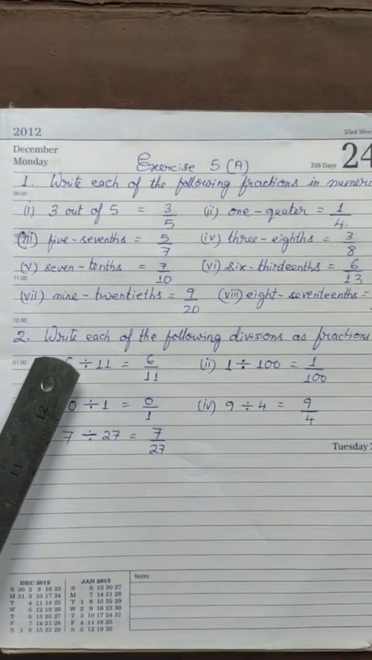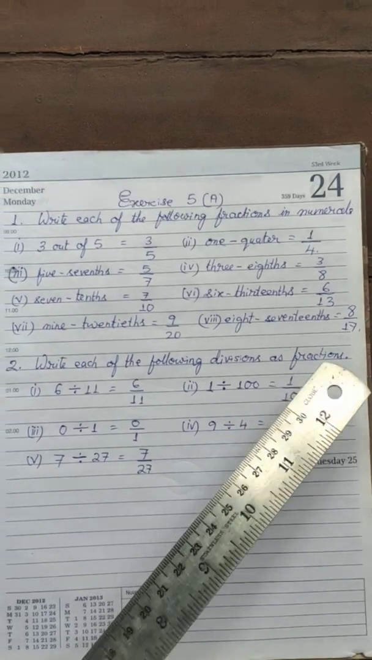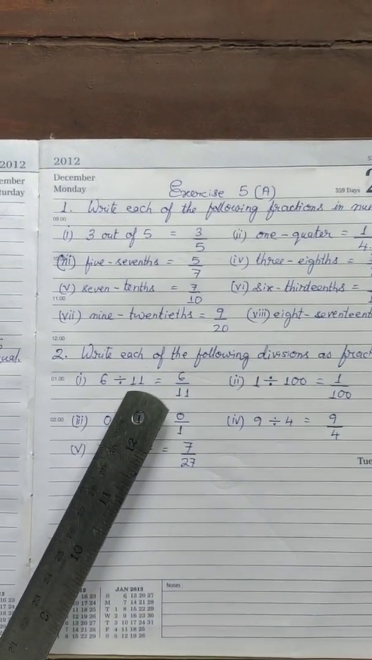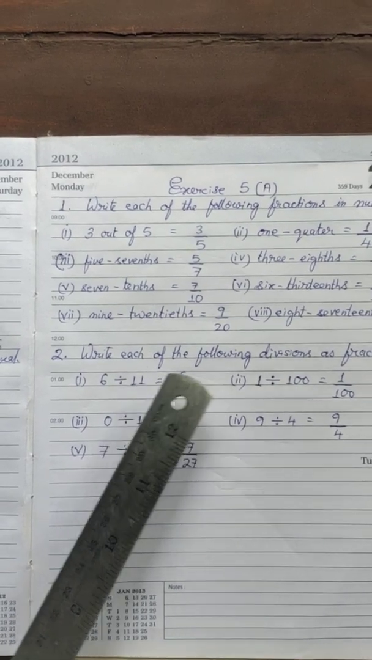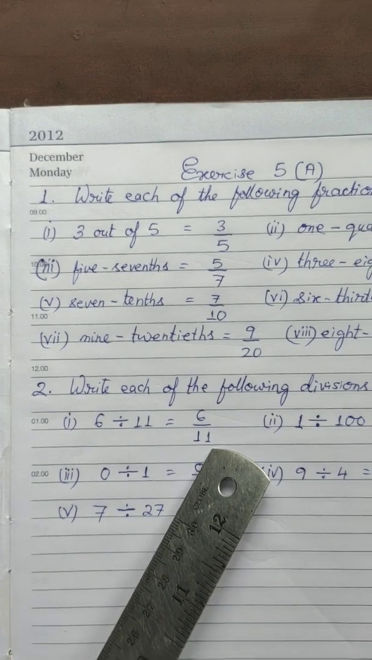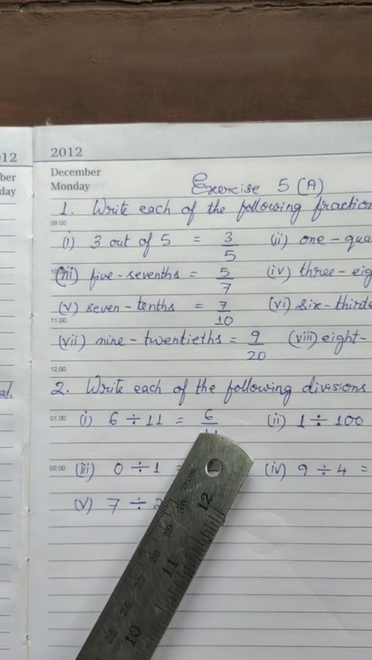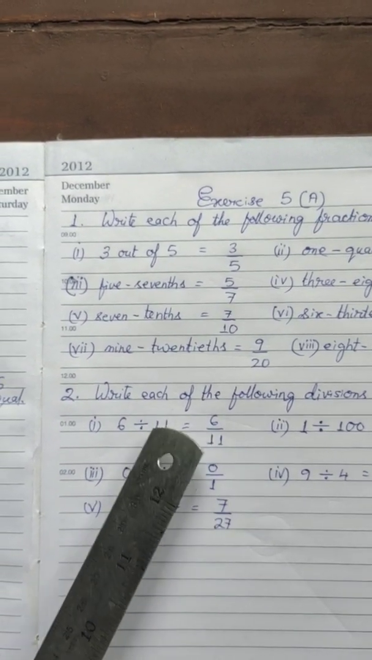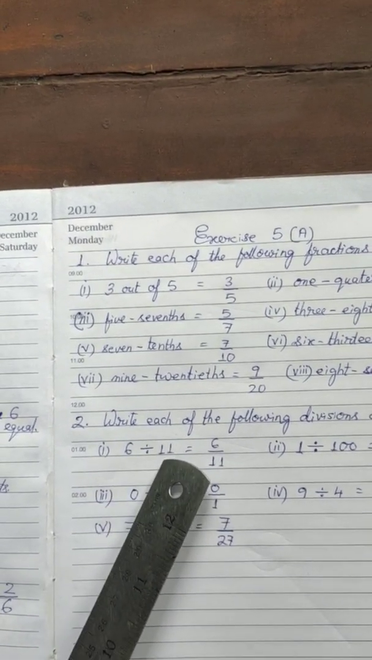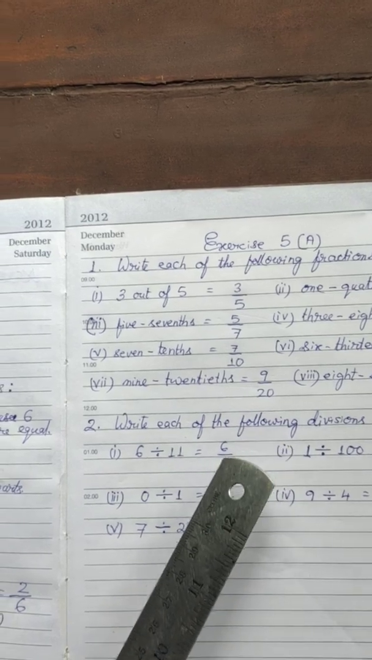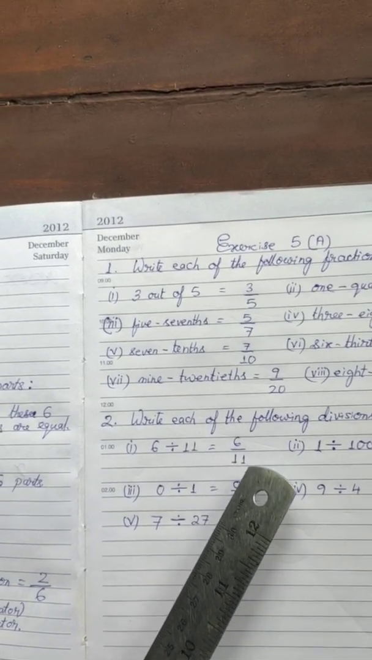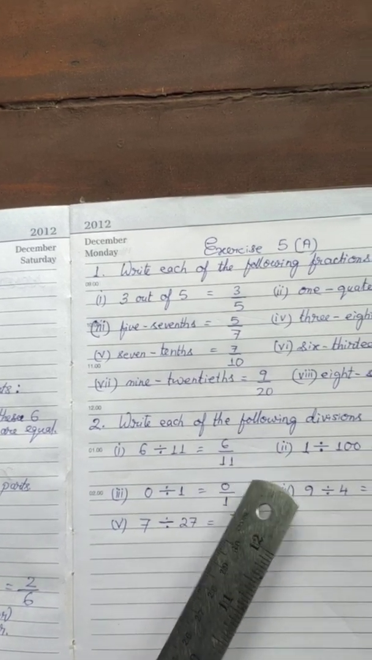Next question. Write each of the following divisions as fractions. Now here some divisions are there. 6 divided by 11. How to write this as a fraction? Here 6 followed by a dash, then 11. Over here this dash represents the division sign. So 6 divided by 11 is written as 6 dash 11, which is 6 divided by 11 or 6 out of 11.